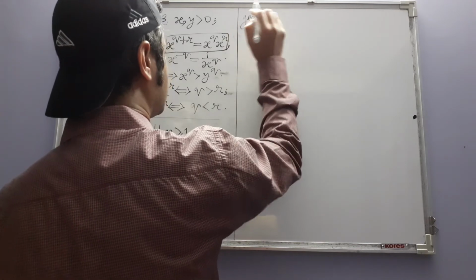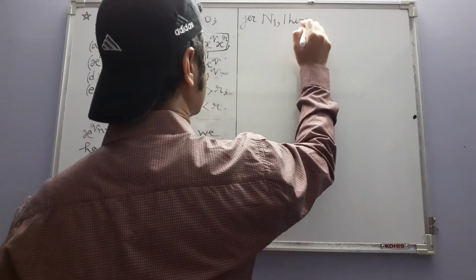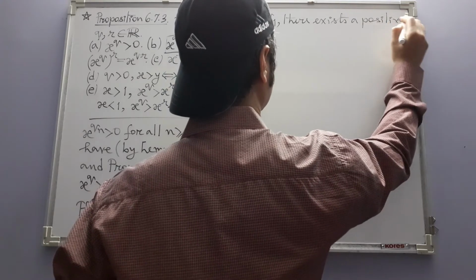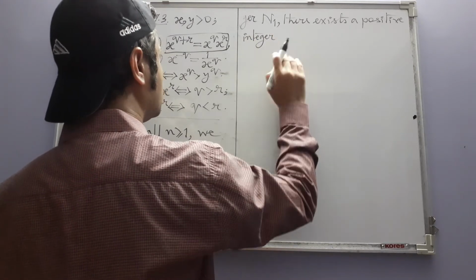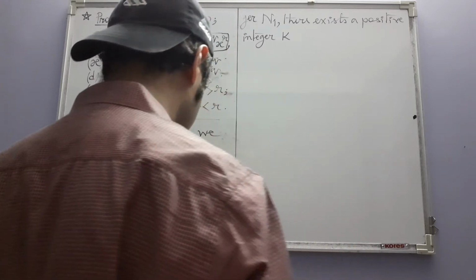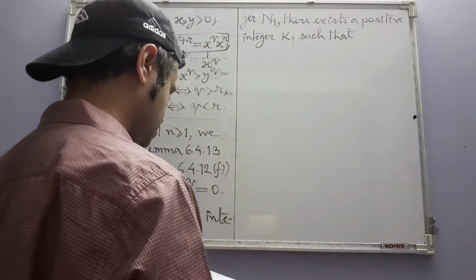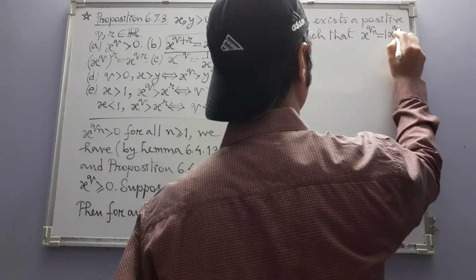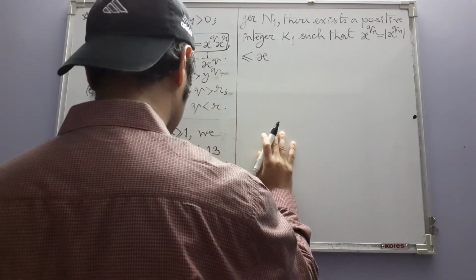For any positive integer n1, there exists a positive integer, well, let me just take what I have taken here, otherwise I will confuse myself, K1 such that x to the power qn, equal to the absolute value of x to the power qn, is less than or equal to x to the power, are we taking n? Yes, n1.